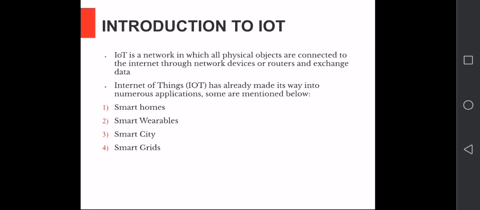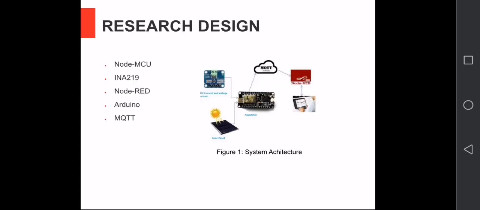The second example that I already discussed with you is smart wearables or smart watches, smart phones that you have. Third example is a smart city. A smart city uses IoT to benefit from it. We are going to discuss an example of it in our paper as well. And finally, we have smart grids that many of you are already familiar with.